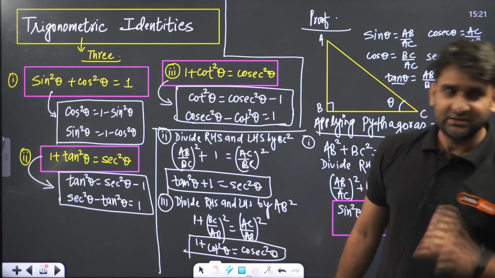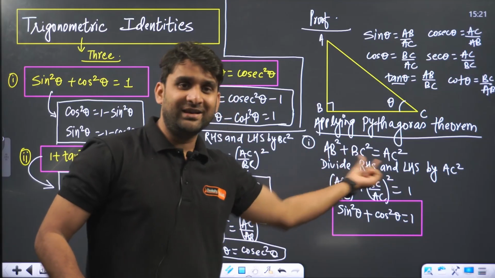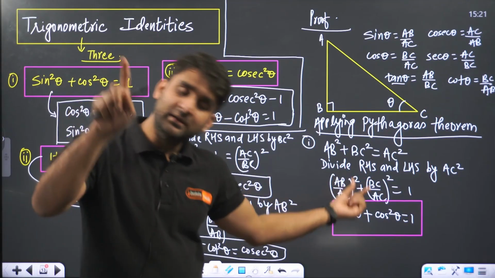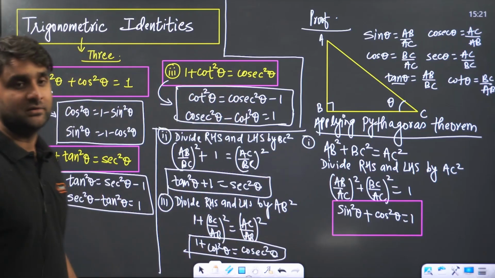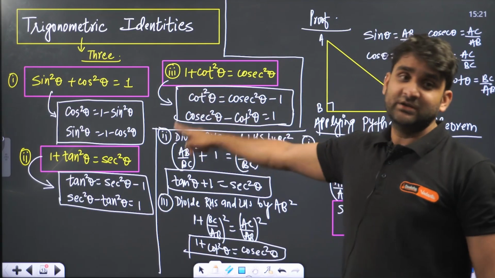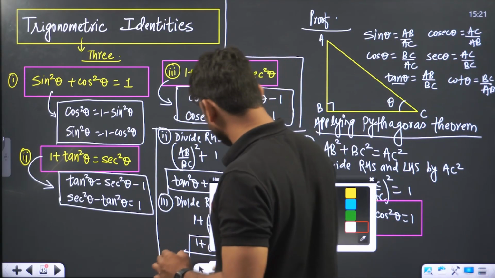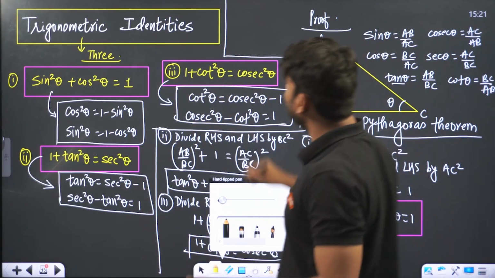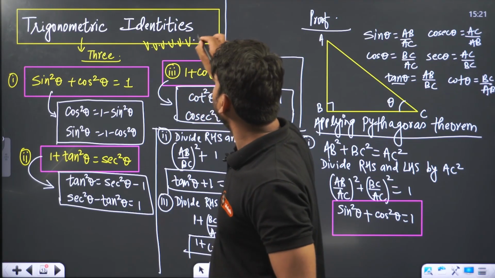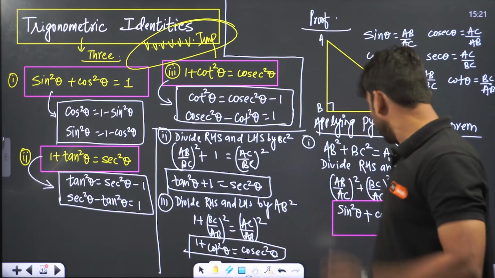So using the Pythagoras theorem and dividing this Pythagorean relation one by one by hypotenuse square, perpendicular square, base square, you can get the result. Clear everyone? So how many identities we have? These are the identities, these are the formulas. This is really very important. Very important. 100 times very is less for this identity. Very important. Clear everyone?